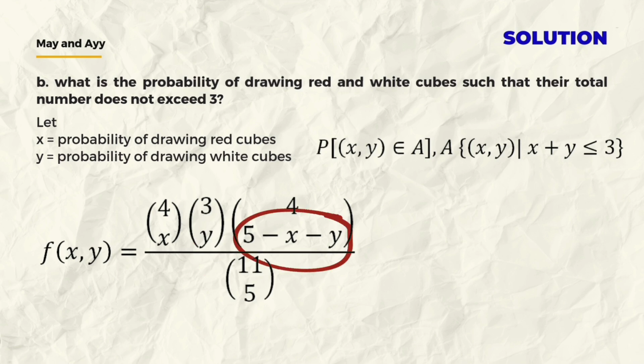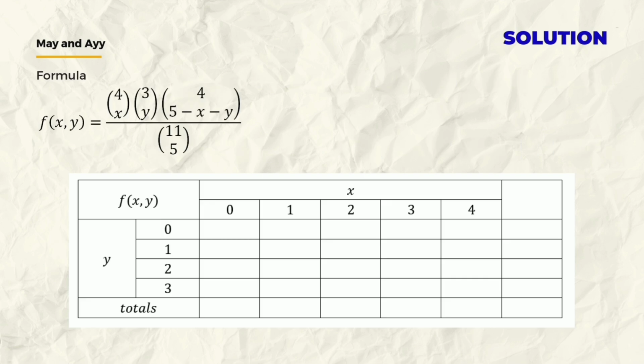Then the last one is the blue cubes, 5 minus x minus y. It means that the total number of cubes we want to draw is 5, and the number of blue cubes we draw is the difference between 5 and the two previous cube colors. We will make a table to simplify our job like this.